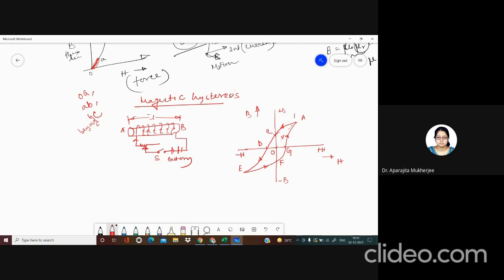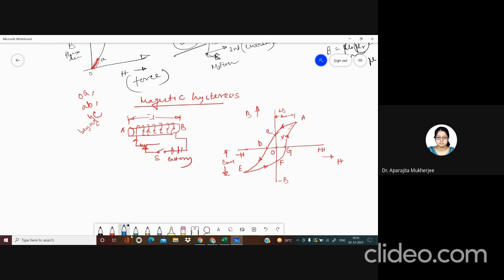So this will be our H max, this is our B max. Okay, now this is ODG. So every point is given.